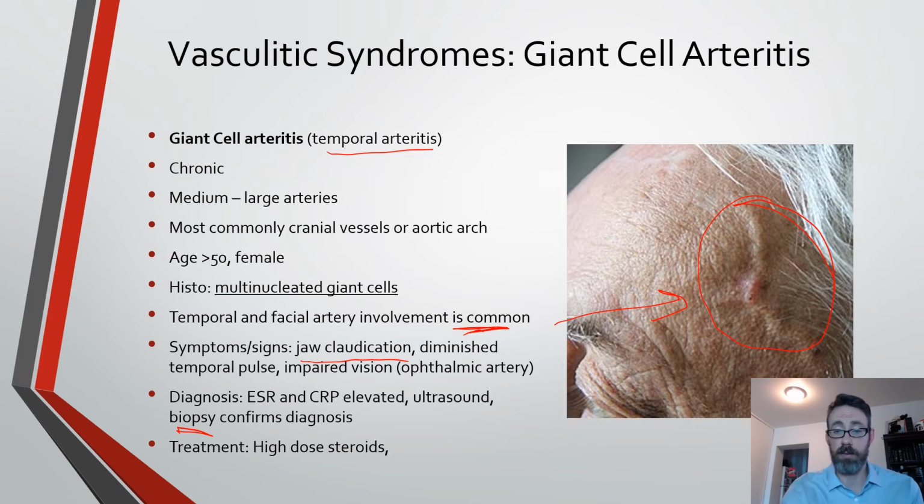For example, in the picture that you see over here, I have the arrow drawn pointing towards the temporal artery. If they biopsy the temporal artery, see the giant multinucleated cells, and an elevated CRP, that would make our diagnosis. The treatment is high-dose steroids, and it usually has a very limited course overall.